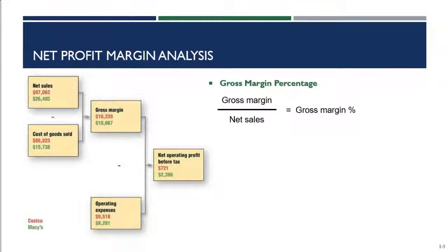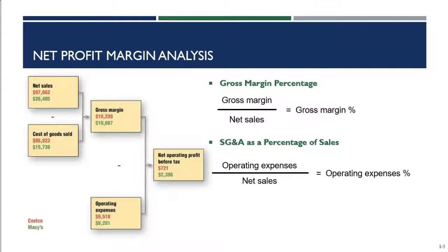The second measure that we look at is our SG&A expenses as a percentage of sales. This is the second big ratio. SG&A expenses can also be called operating expenses, so we take that over our net sales. For Costco, we know that our SG&A is 9.8%.